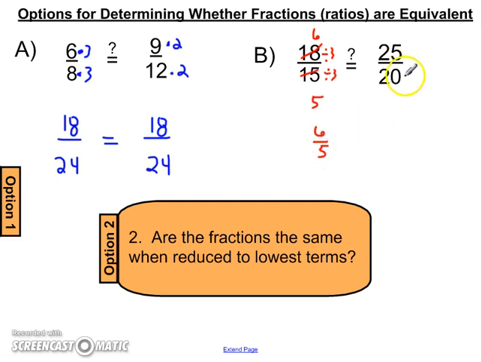Okay. Over here, I know that 25 and 20 both divide by 5. So I'm going to divide them both by 5. 25 divided by 5 is 5. 20 divided by 5 is 4. Okay, and these are both in lowest terms. Are they equal? No, answer is no. So 18/15 was not equal to 25/20. Okay, because when I reduced them both to lowest terms, they were not the same.